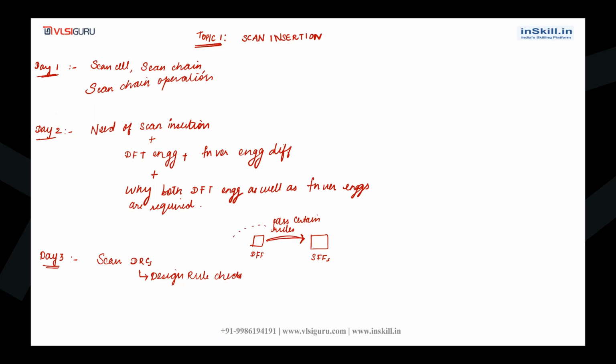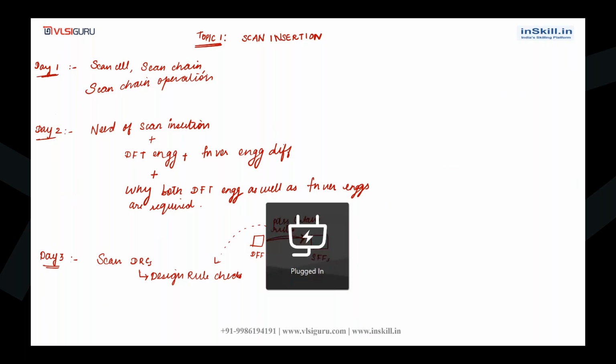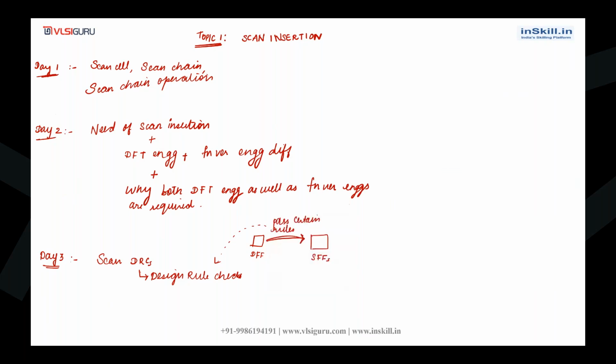That is your design rule checks. So during scan insertion, what will happen? The normal flops will be converted to scan flops, and the scan flops will be stitched into a scan chain. So if a normal flop has to be converted to a scan flop, then it has to pass certain rules. Those rules are what is called DRCs. Now we will try to understand the various scan DRCs and why they are required.